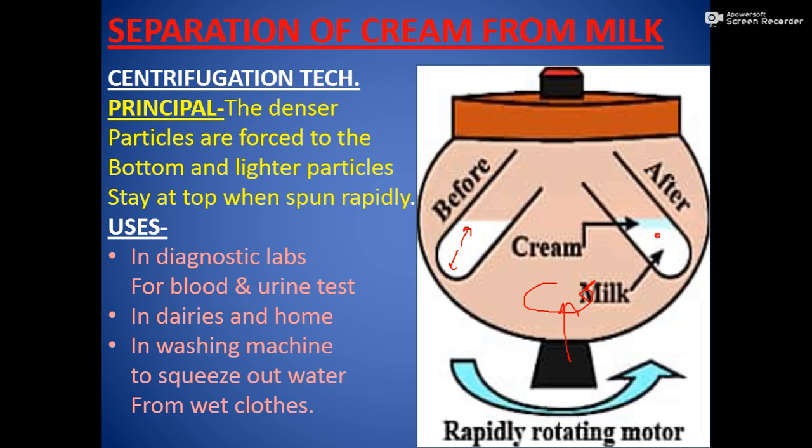You can see in this that cream is lighter than milk, so the cream is collected. This is the separating layer, above that is the cream, and below it is the milk. Before spinning there is no separation, but after we spin it there is a separation of cream from milk. Where do we use this technique? In a diagnostic lab for blood and urine tests, to separate some components from the blood and the urine if they are present.